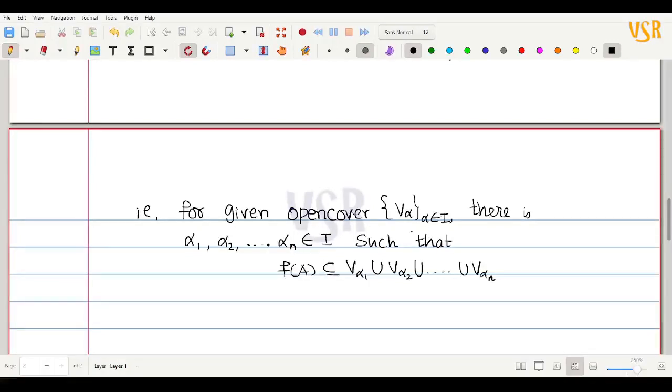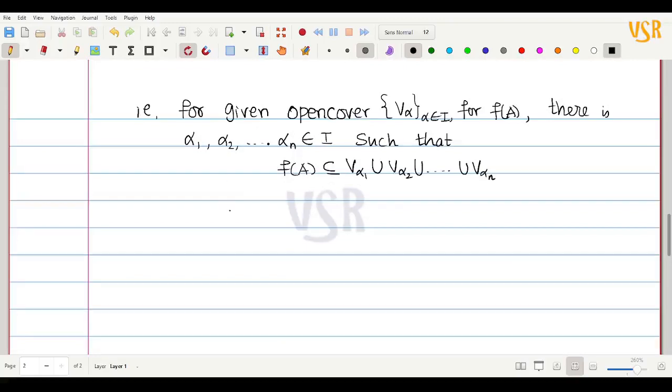Okay, for a given open cover of f of A, there are alpha 1, alpha 2, ..., alpha n satisfying this condition. So that implies that f of capital A is a compact subset of Y. Okay, so this shows that the continuous image of a compact set is compact.